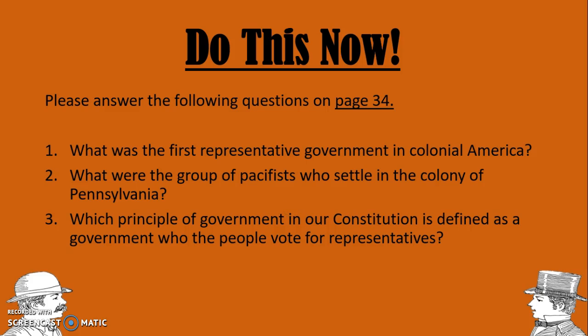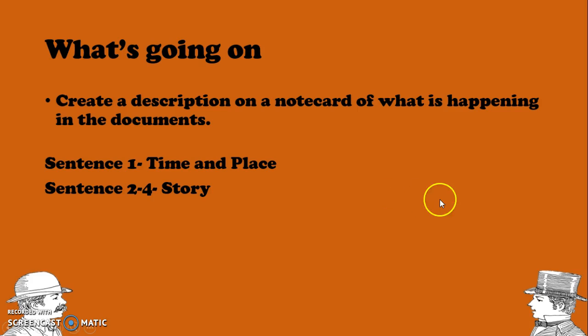Now what we did, we started off with our warm-up. This is on page 34. Go ahead and give this a shot and then check it with another student in class. We started off with an introduction activity. I gave you a map and two primary sources. What I want you to do is examine all three sources and tell me a story about what is happening from the clues that you get from the documents.